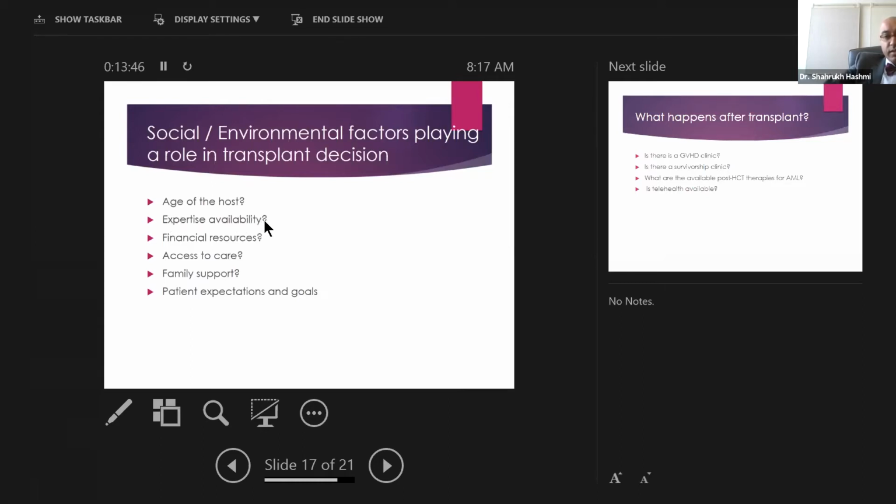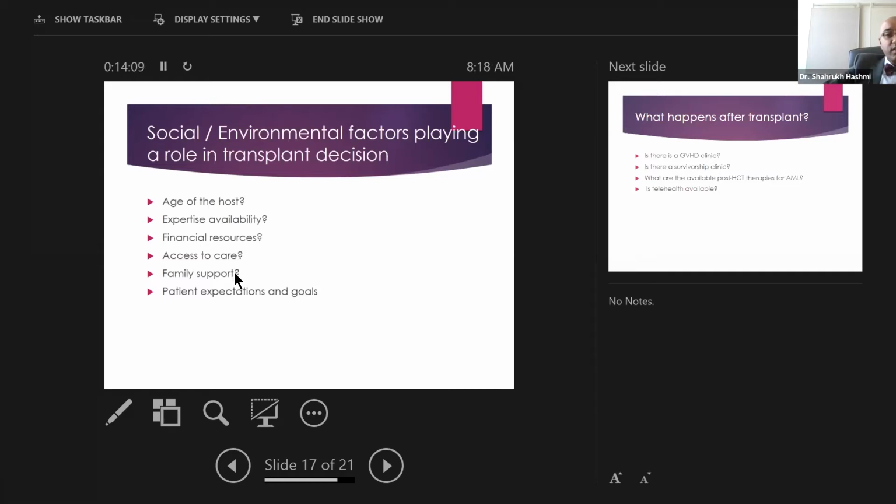Expertise availability. If you have a wonderful transplant center with human resources who've done 20 years of autologous transplant, but not allogeneic, it doesn't help. You need a transplant facility which does everything. Financial resources of the patients are important. Access to care is critically important. And what if family support is not there?